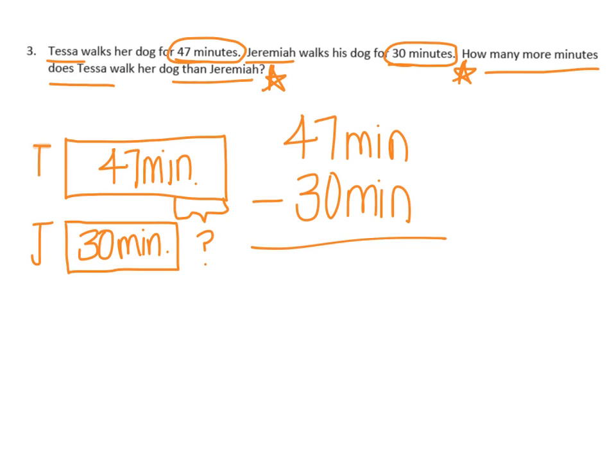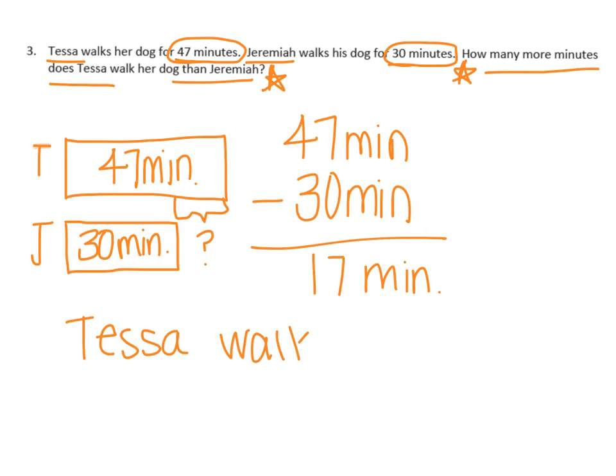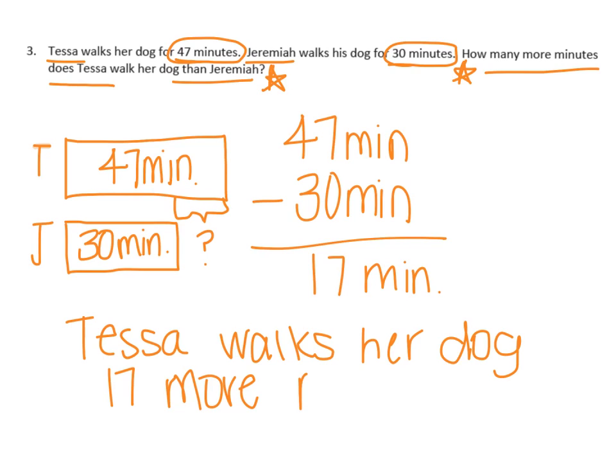Go ahead and solve this one on your own, and don't forget to write your answer as a statement. Pause the video while you work and replay when you're ready to check your work. I'm going to start with the ones. 7 minus 0 is 7. 4 minus 3 is 1. So that means that Tessa walks her dog 17 more minutes.